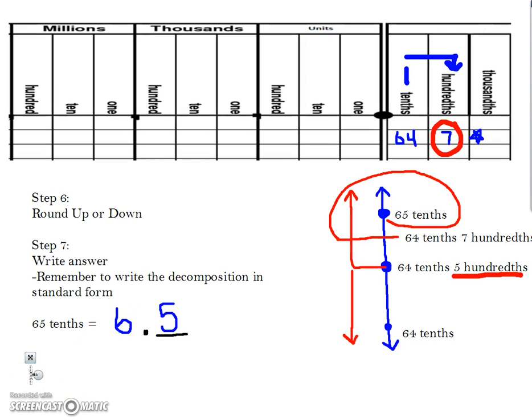So finally, we can say that 6.47 rounded to the nearest tenth is 6.5.